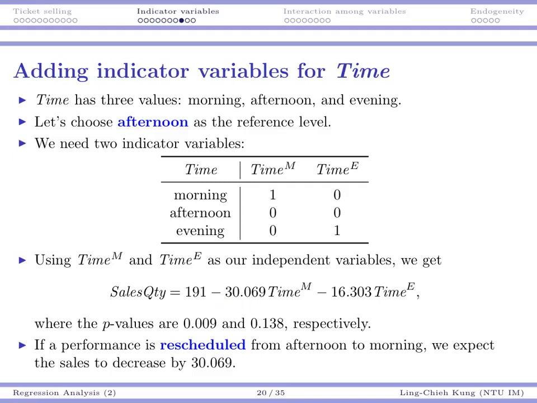But at least from these 2 values we know, on average, afternoon has the largest sales, and the morning is bad, evening is also somewhat bad. So, if a performance is rescheduled from afternoon to morning, time M is increased by 1. So we expect the lost sales to be around 30. Okay, that's how we interpret the model.